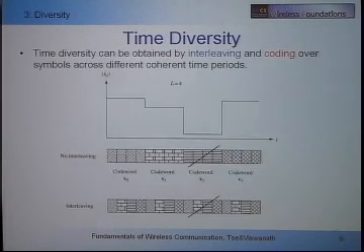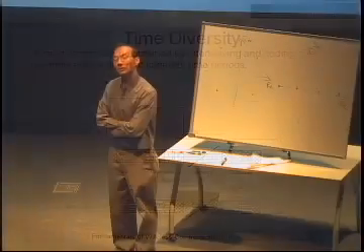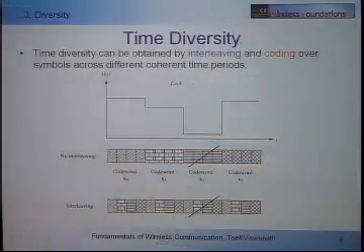So here's the picture. Now, imagine I'm in a fast fading channel. All right, quick quiz. Fast fading means what? Coherence time is? Coherence time is greater than the delay requirement? That's the opposite. Coherence time is less than the delay requirement. So in the context of a communication system, what does that mean?